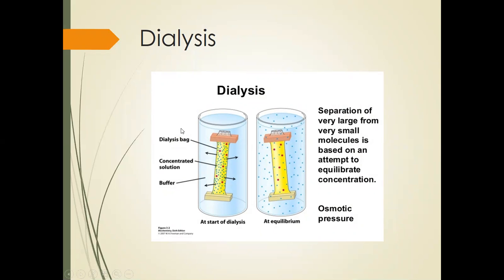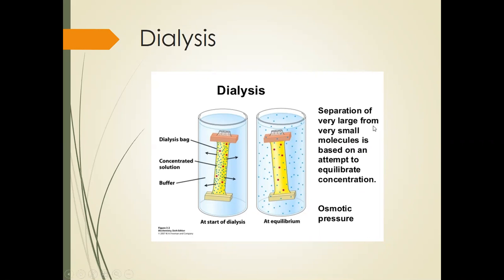Now, this is a very simple illustration of what happens during dialysis. So this is your dialysis bag, and inside your dialysis bag is a concentrated solution. Outside this dialysis bag, the solution in which it is placed contains your diffusate, and that's referred to as the buffer. Now, this is at the start of the dialysis. After a while, when the concentrated solution in your dialysis bag has already been equilibrated by your buffer solution, this will happen.